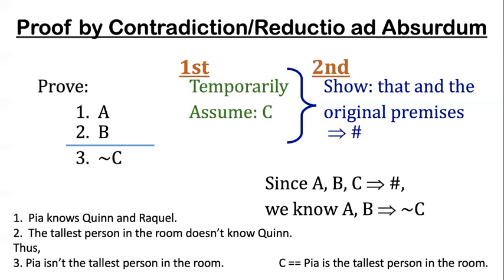Okay, that is an explanation. In this video, we're talking about the informal proof method called proof by contradiction or reductio.